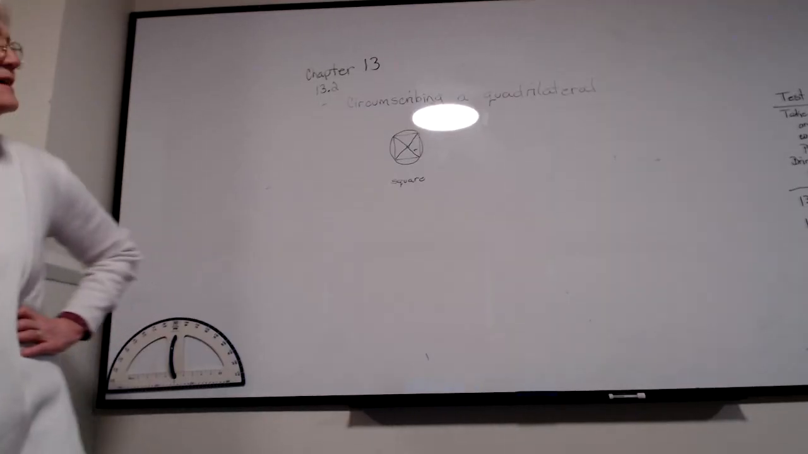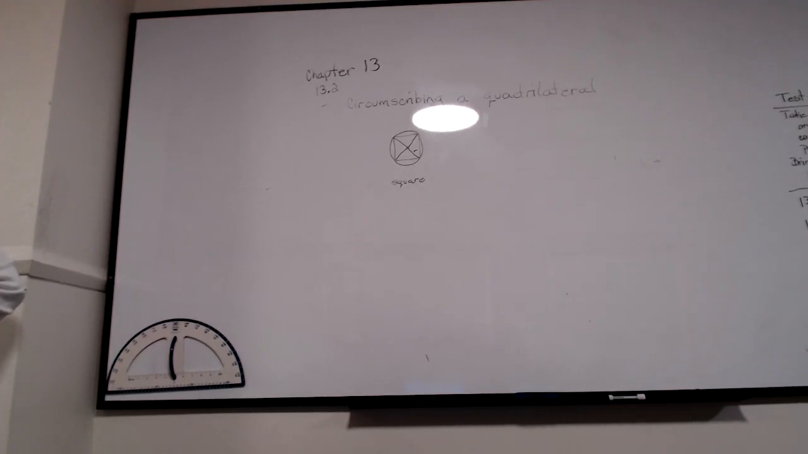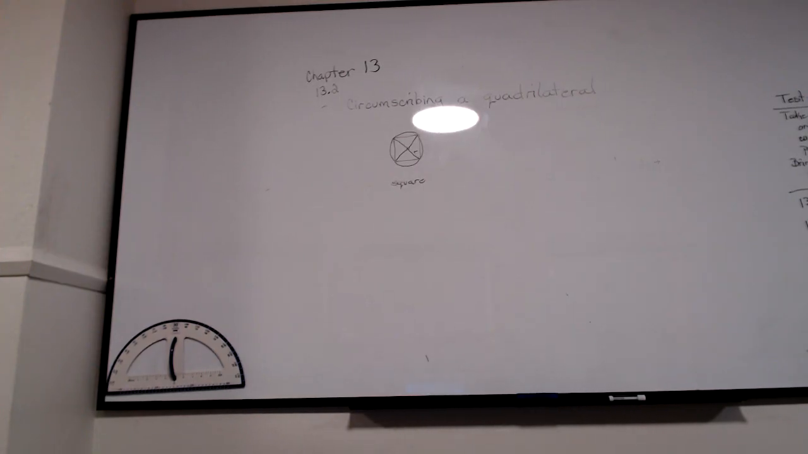It's the place where you can actually take the diagonals and where the diagonals intersect. It is also where the perpendicular bisectors intersect. It will give you the same thing. So a square is actually pretty easy to do. Okay.